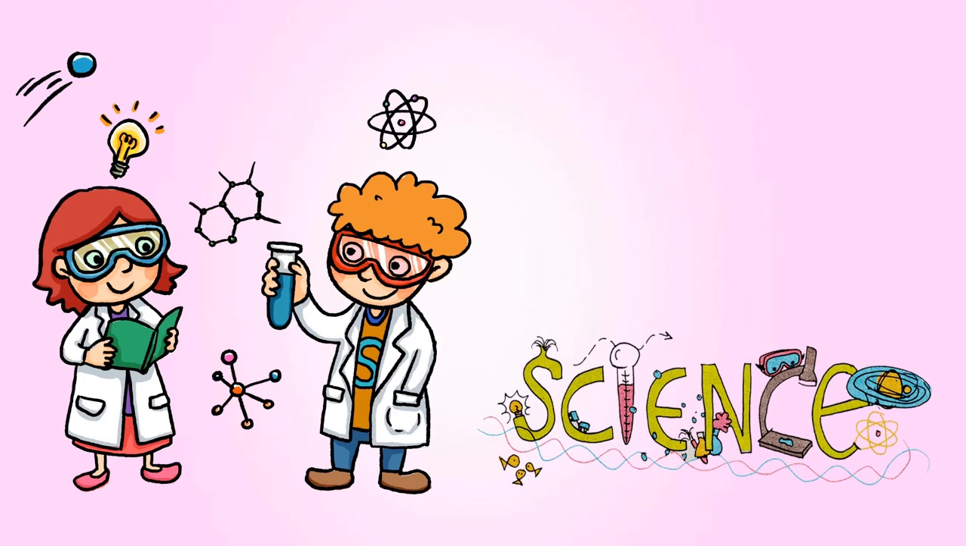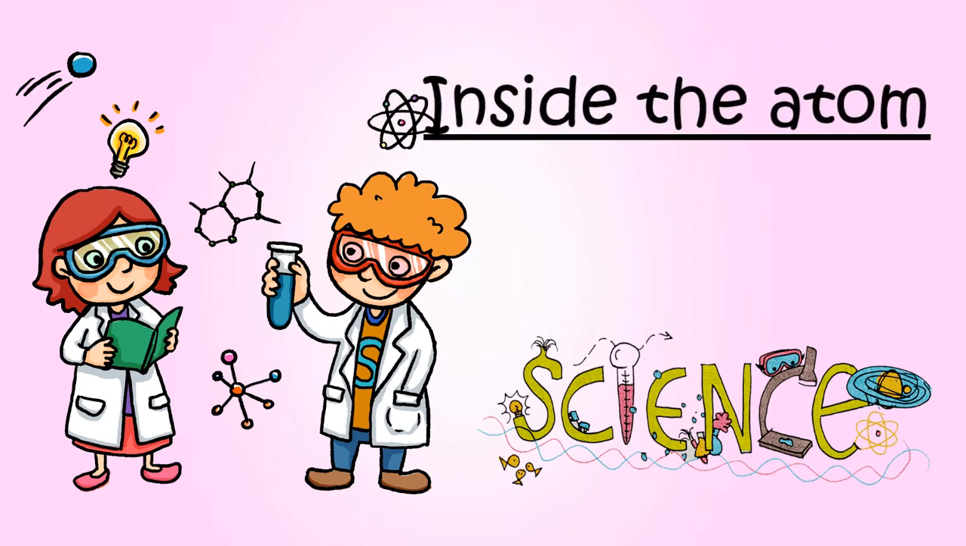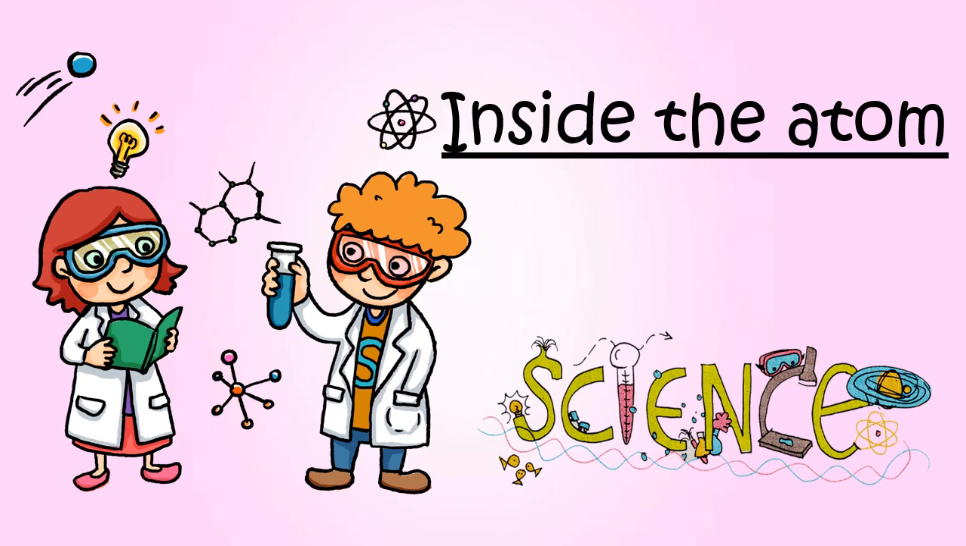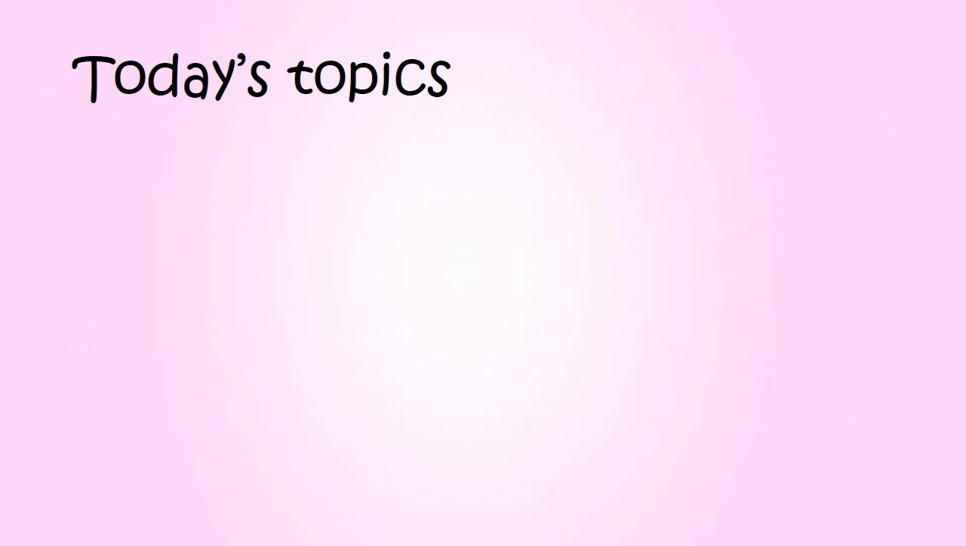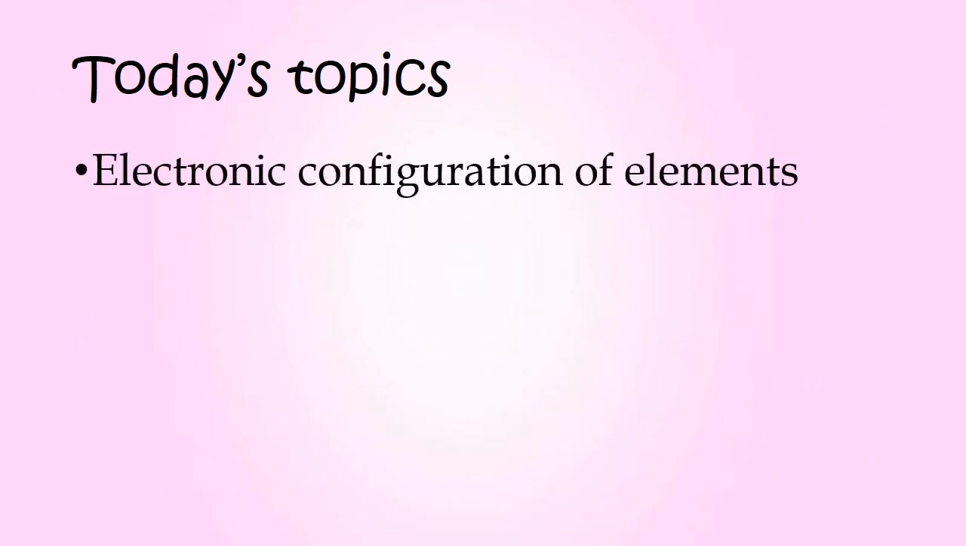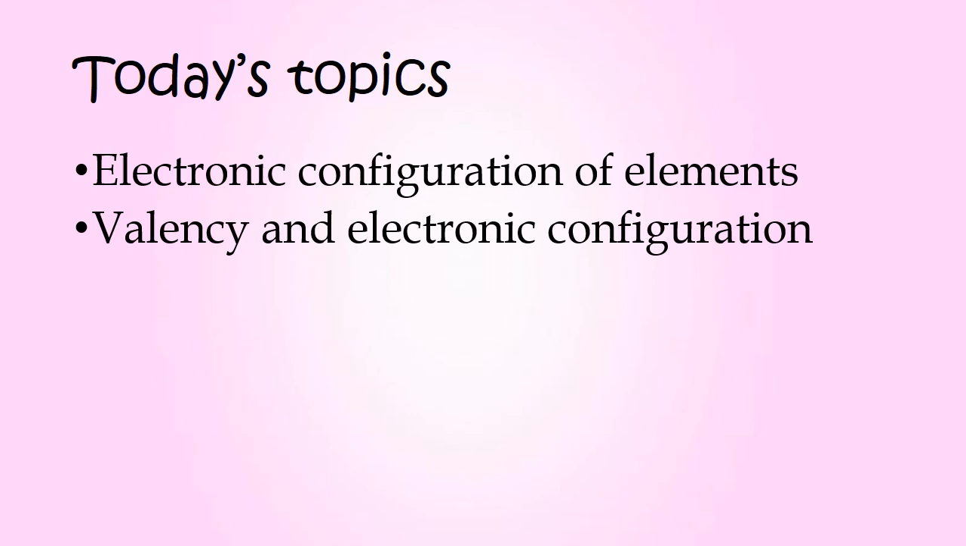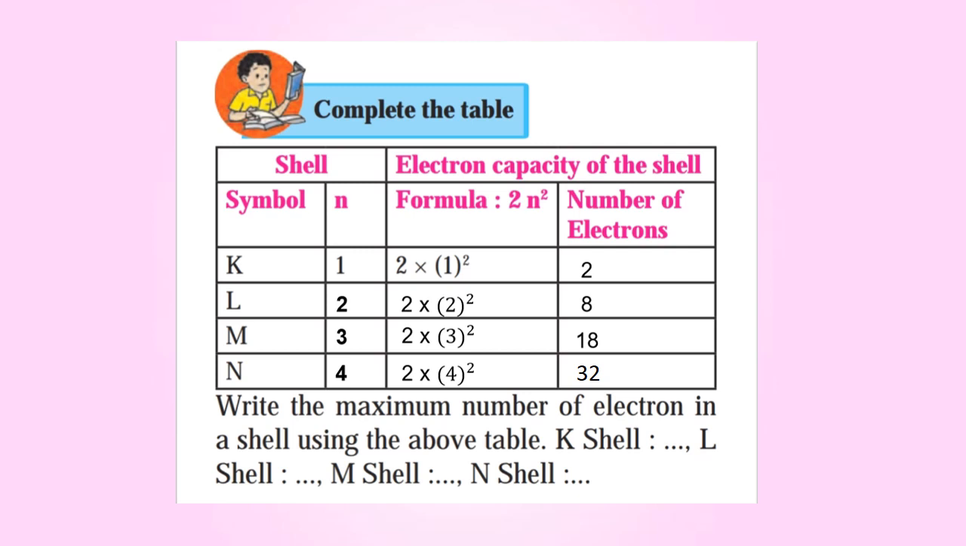Dear students, today we shall continue with the lesson Inside the Atom, chapter number 5, part 3. So today we will learn about electronic configuration of elements and valency and electronic configuration. So let's begin. In the previous video we had discussed about this table.